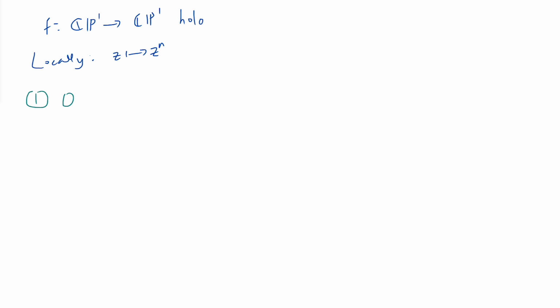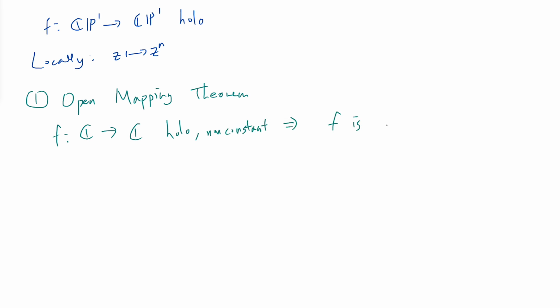let's first derive what's called the open mapping theorem, which says that if I have a holomorphic map from C to C, which is holomorphic and non-constant, then f is an open map. It carries open sets to open sets. And what's the proof? Well, locally it just looks like z mapping to z to the nth power. I forgot non-constant here. So locally it looks like z mapping to z to the nth power, and that is clearly open.